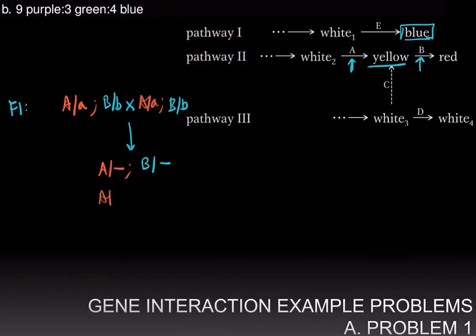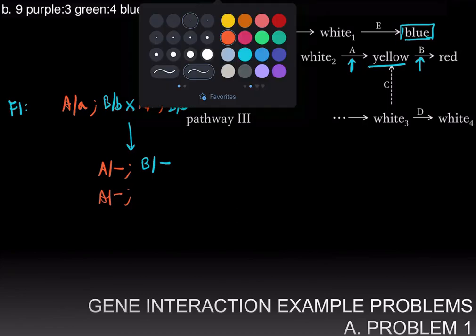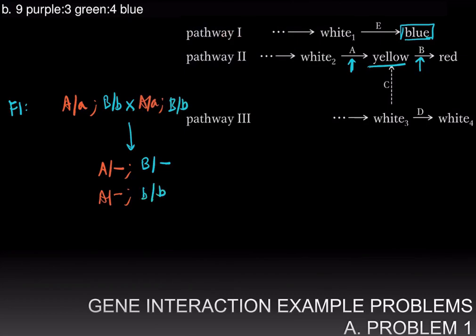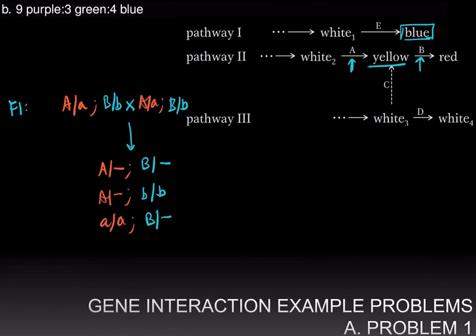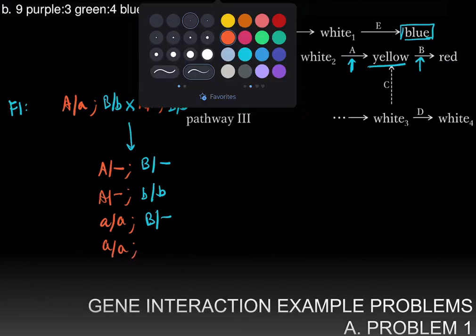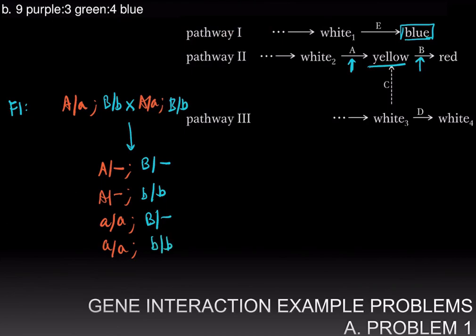dominant for A, but homozygous for the recessive or the mutant allele for B. And then you could be homozygous for the mutant allele for A and dominant for B. Finally you could be a double mutant, homozygous for the mutant allele of A as well as B. And we can now mechanistically work through the pathway to determine the phenotypes here.